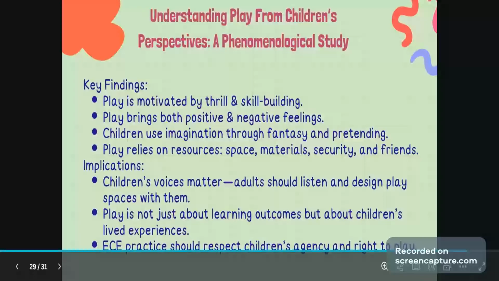Okay, so what are the implications for early childhood education? That teachers should listen more to children and respect their perspective. When planning activities or designing play spaces, children's voice should be considered. And adults should avoid taking too much control when they are playing.